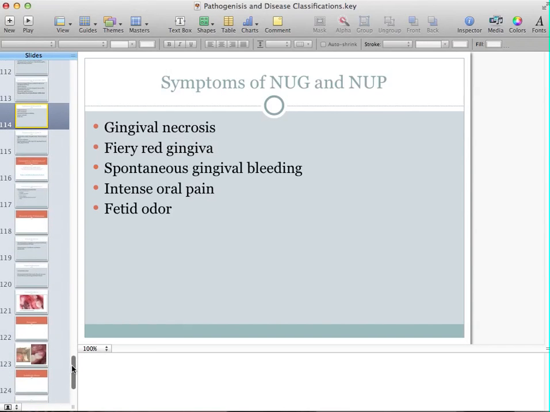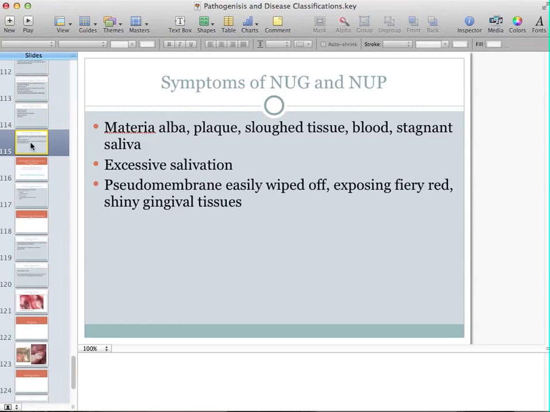How do you know if you have NUG or NUP? You can have gingival necrosis, fiery red gingiva, spontaneous bleeding, intense oral pain, and a bad odor. Materia alba, plaque, soft tissue, stagnant saliva.